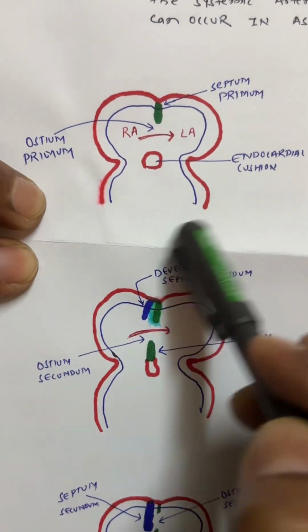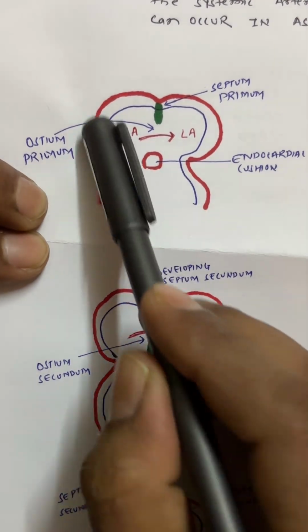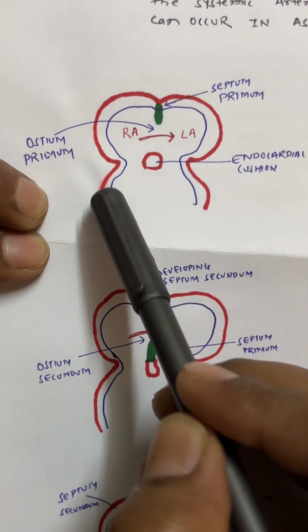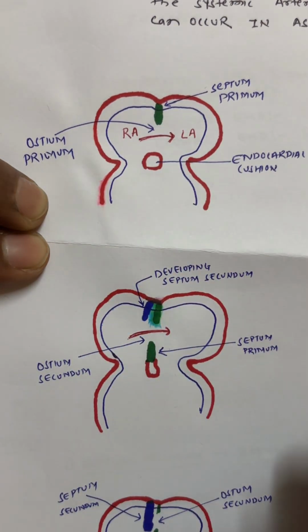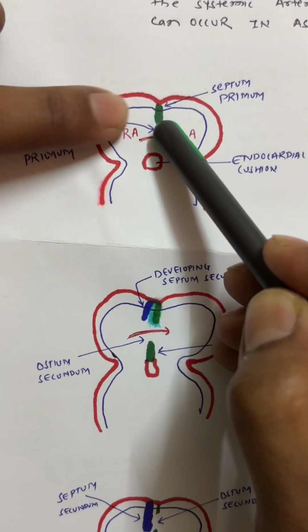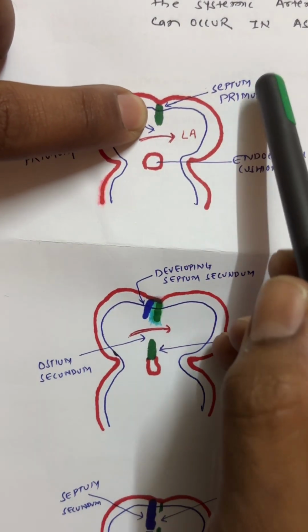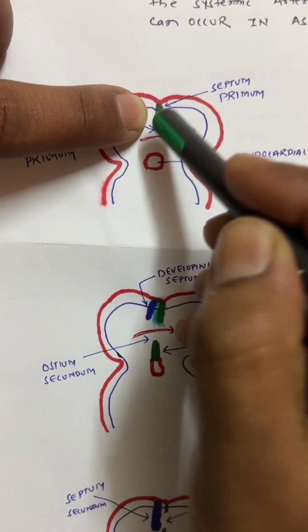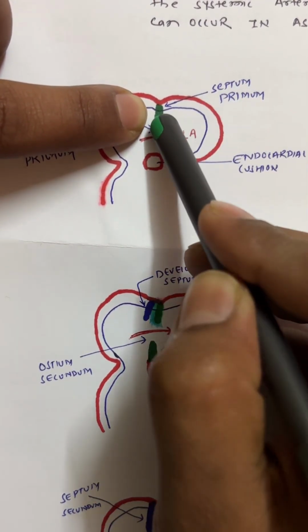So let's first focus on this figure. So this is right atrium, this is left atrium. And this is our developing heart. So in first, we see this green line. This is septum primum. Septum means something is separating two things. So this is septum primum, this green line.